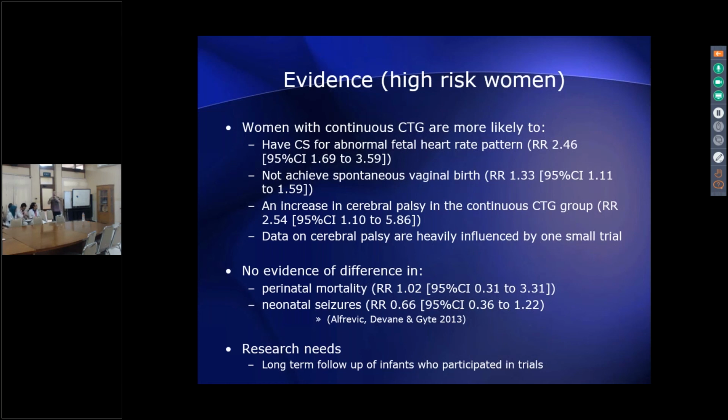But we do need more research to follow up what the long-term consequences are of the seizures we found in low-risk women. But at the moment, can you identify any benefit of continuous CTG from the Cochrane review for high-risk mothers? So we found no benefit of the CTG for high-risk mothers for any of the outcomes we looked at. And we looked at a lot of outcomes.